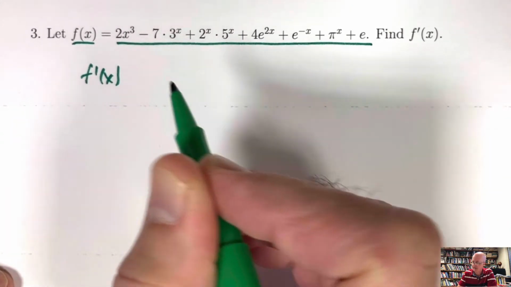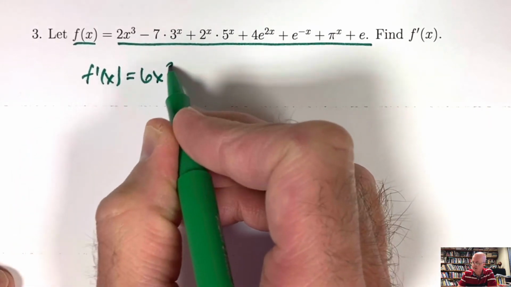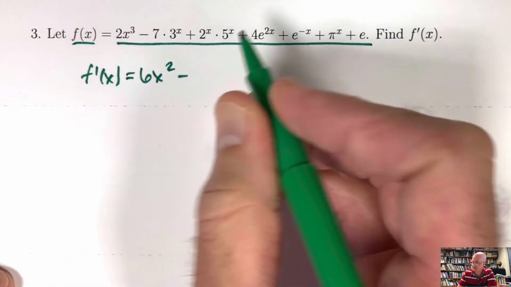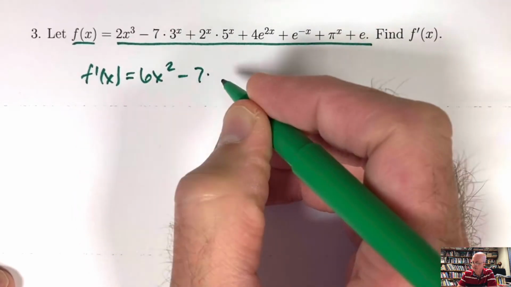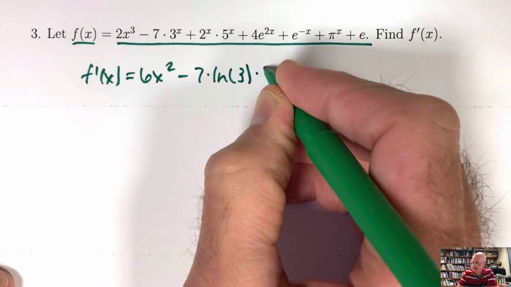Use linearity. Take the derivative of 2 times x cubed. You'll get 6 times x squared. Subtract the derivative of 7 times 3 to the x. The 7 gets carried along for the ride. The base here is 3. This will be natural log of 3 times 3 to the x.